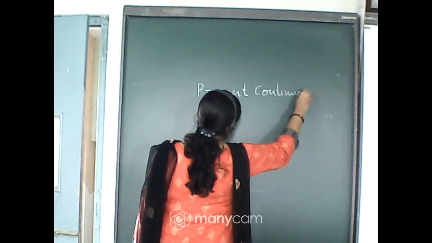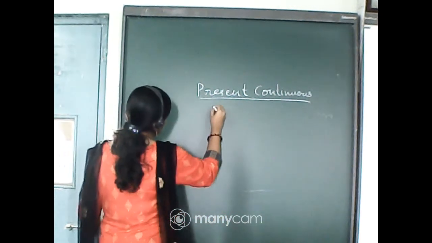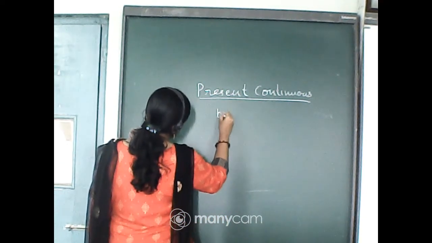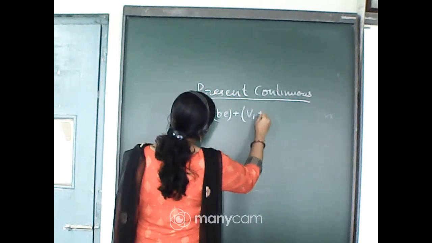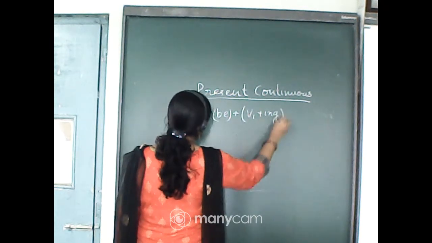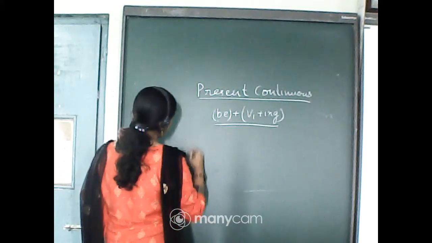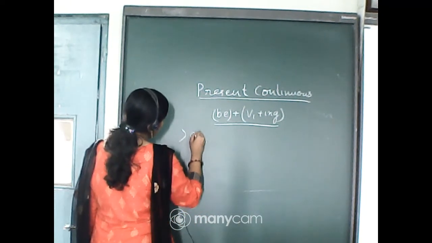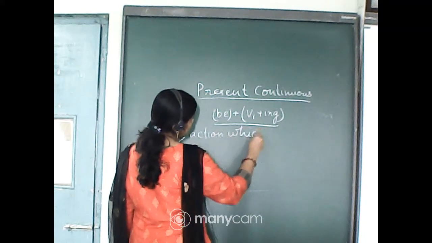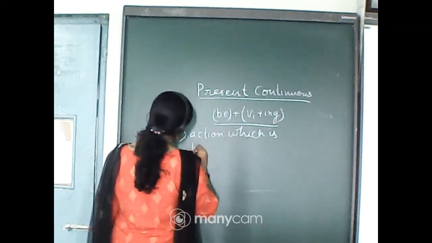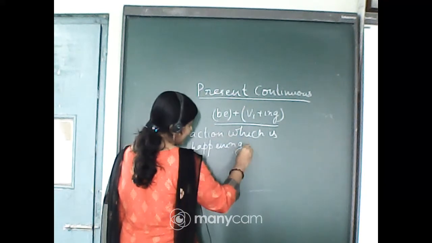The main use of the present continuous tense is the format: be verb plus first form of the verb with ing. This is the format of the present continuous tense. Be verb can be anything according to our usage. So for denoting any action which is happening at the time of speaking, we use the present continuous tense.